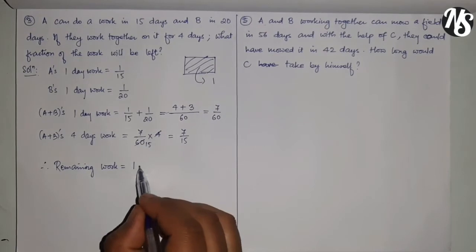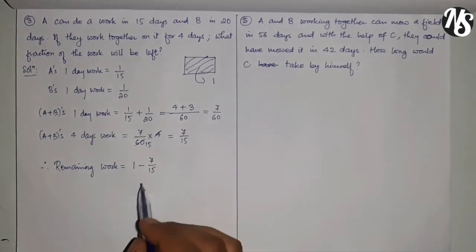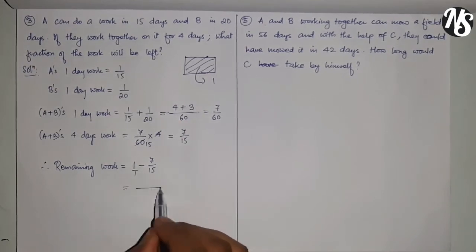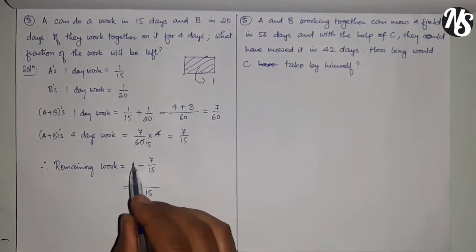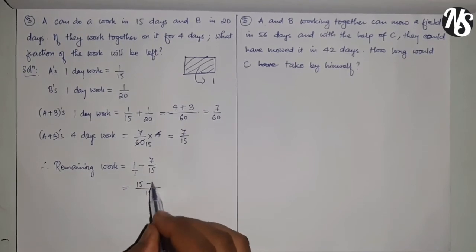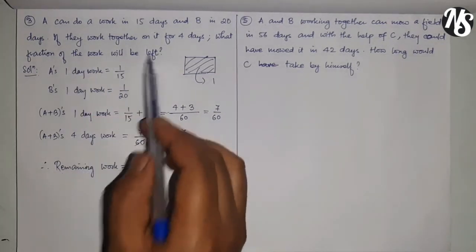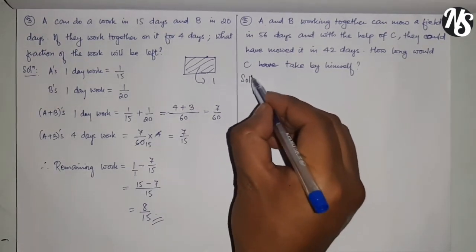this is my entire work. So from here we have finished just 7 by 15, isn't it? So here I can write 1 in the denominator. The LCM is 15. Divide 15 by 1, you get 15. 15 into 1 is 15, minus, divide 15 by 15, you get 1. 1 into 7 is 7. So when you subtract, you get your answer to be 8 by 15. So this much part of the work will be left. This is my answer. Let's see another question now.